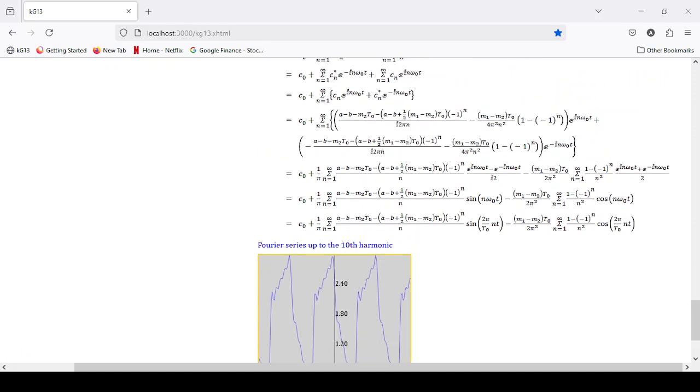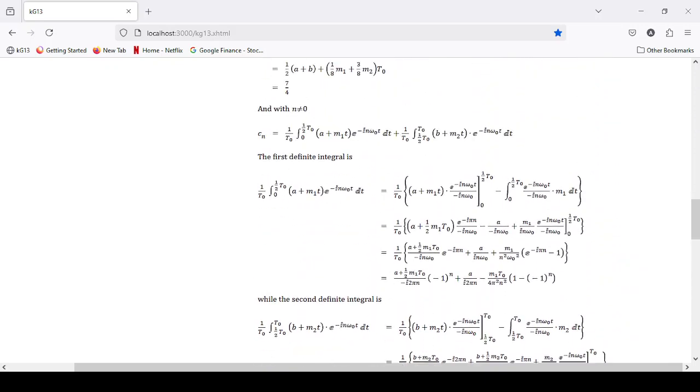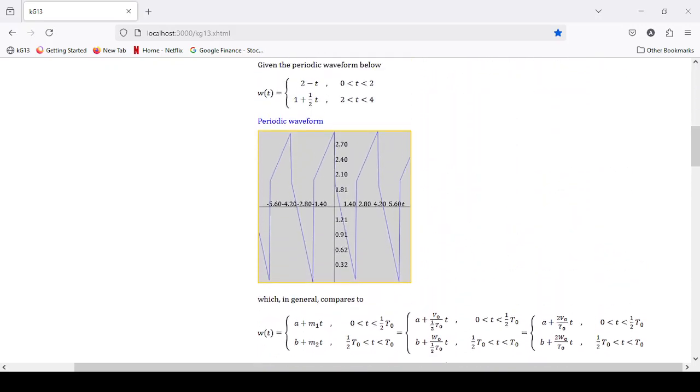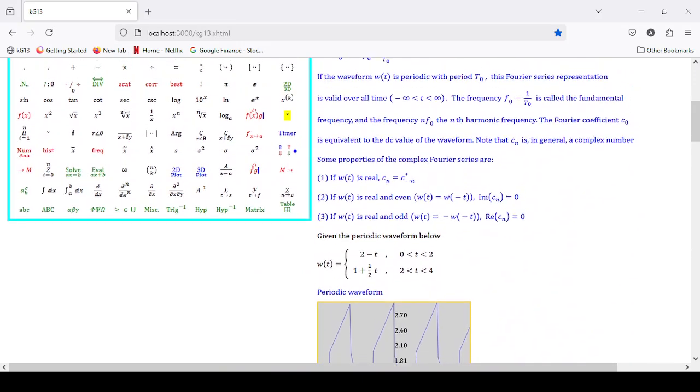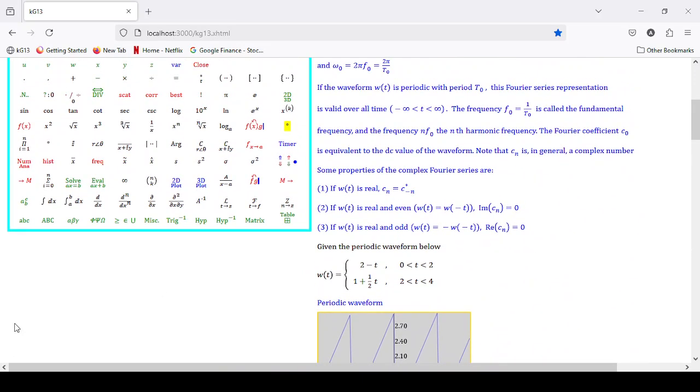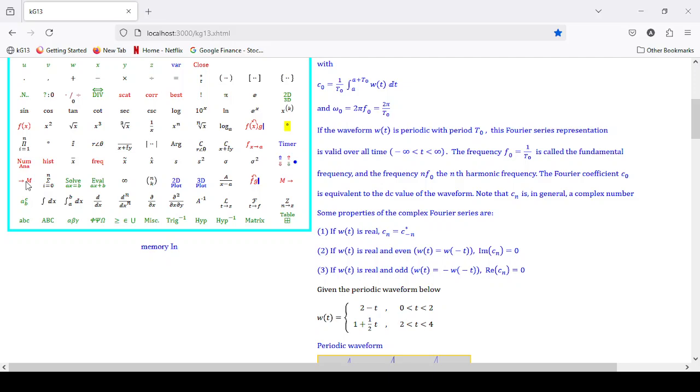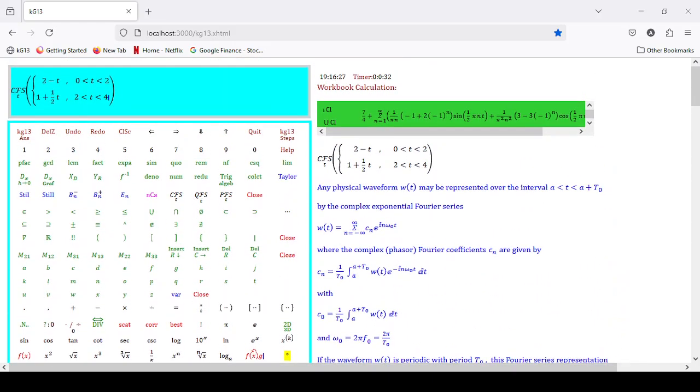So we go to the top. Now that Fourier series, the answer right at the bottom, we have to put inside the memory. So here, that stands for memory in. Click on there, and if we go up, you can see it is inside the memory. The memory is visible.